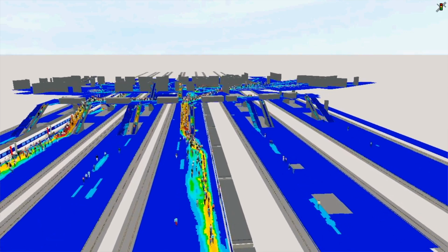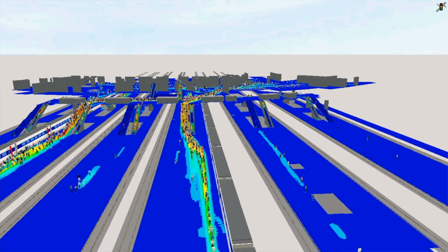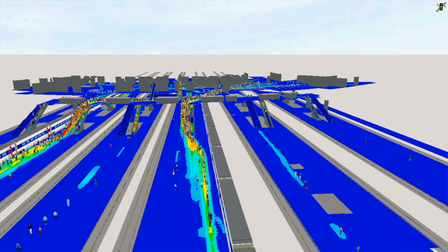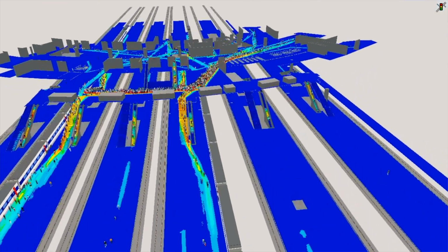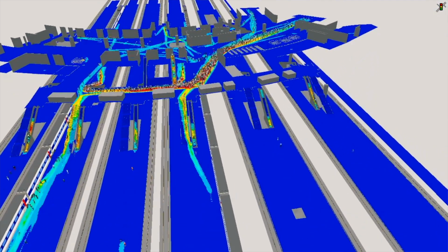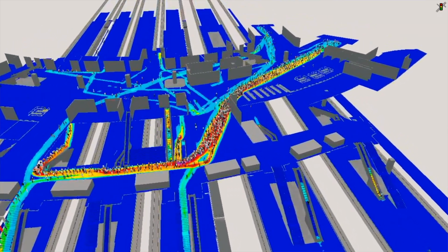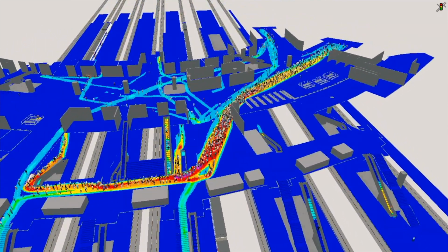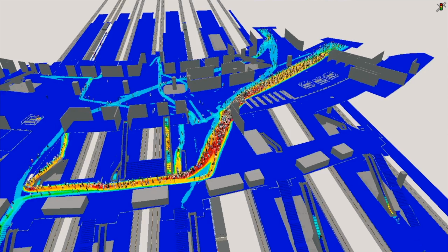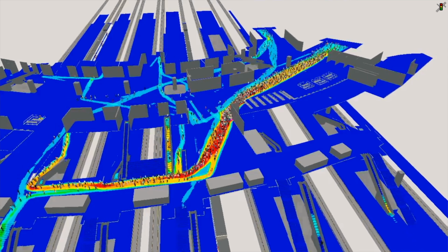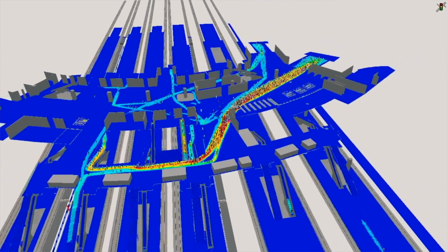And here's an example from a big interchange hub where people are leaving the trains, and you can see the level of service of pedestrians as they enter and leave the different boarding areas. And here you can see there's quite a buildup, a lower level of service here, but overall it seems quite okay.